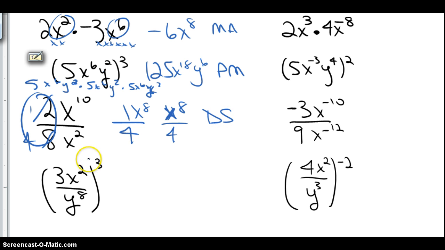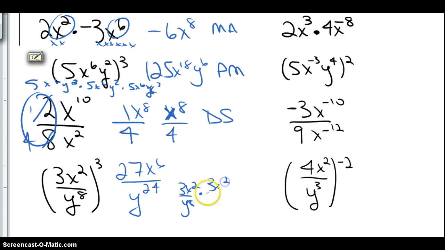All right, so let's look here. We're gonna cube everything. 3 times 3 times 3 is 27. Power to a power, that would be x to the 6th. And a power to a power, that would be y to the 24th. Okay, now again, if you're not sure, just take that original problem and write it out. It takes just a few seconds, and then you can kind of see if what you're doing looks right.